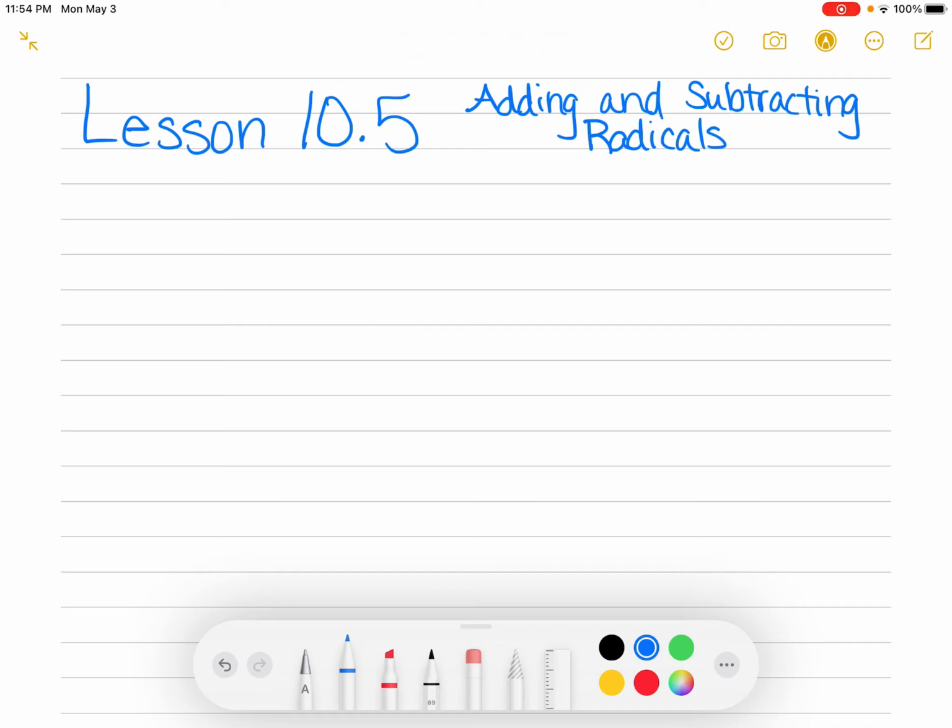Hello students, today we are adding and subtracting radicals, and this is really easy. I have 4 examples to show you, and then that will be all.